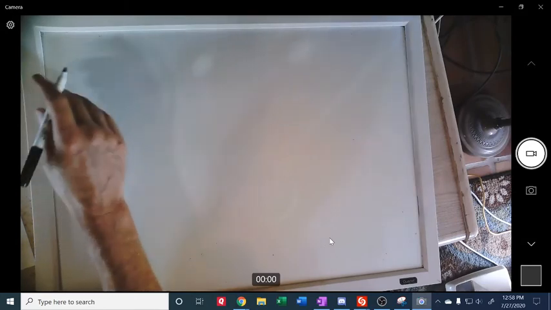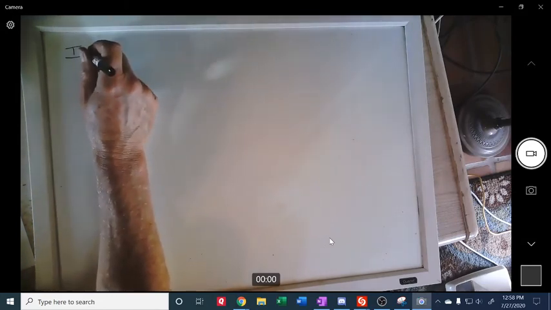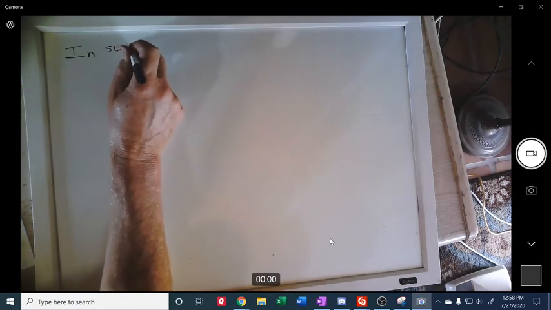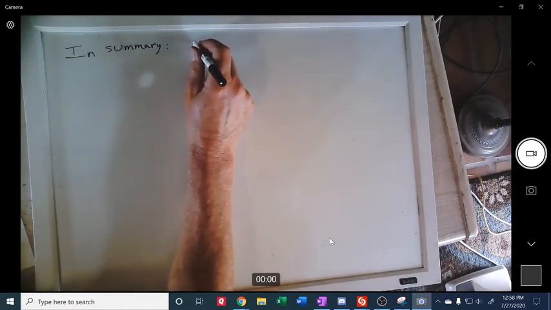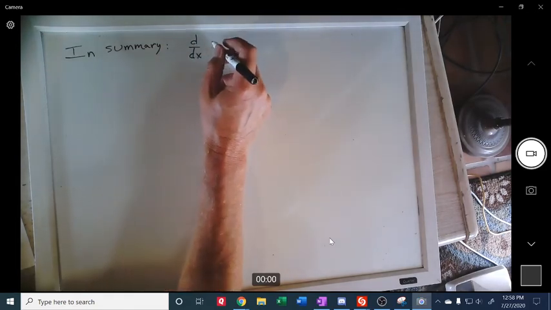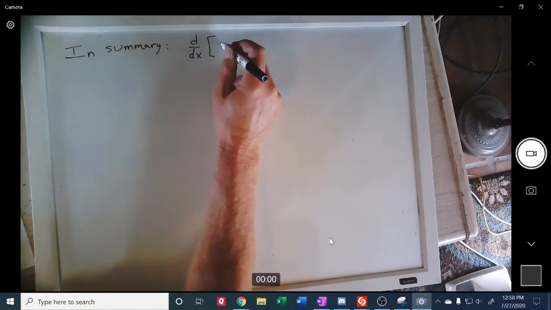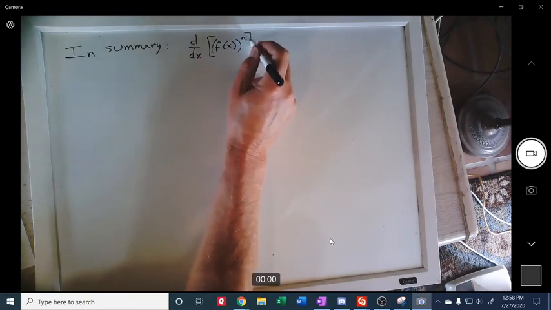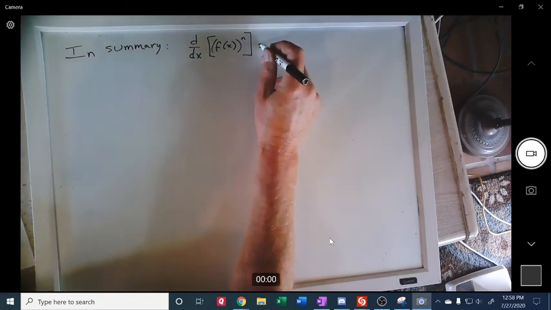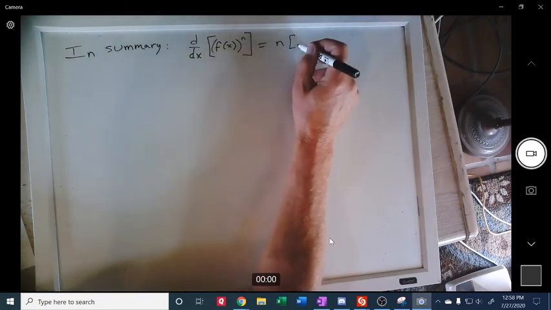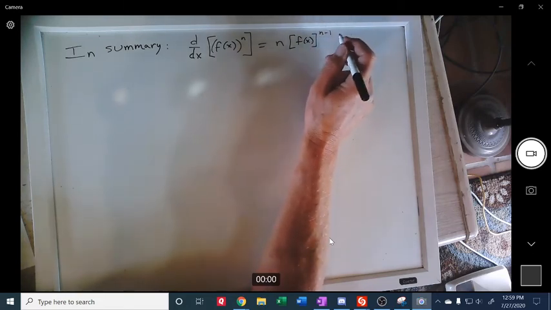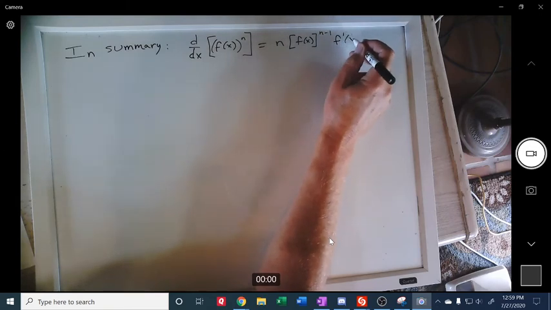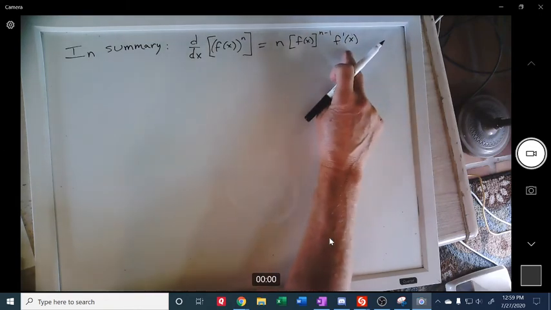So let's summarize and generalize what we have learned so far. In summary, if I take the derivative of f(x) to the nth power, I get n times f(x) to the n minus 1th power times f prime of x. And that f prime of x was the chain rule.